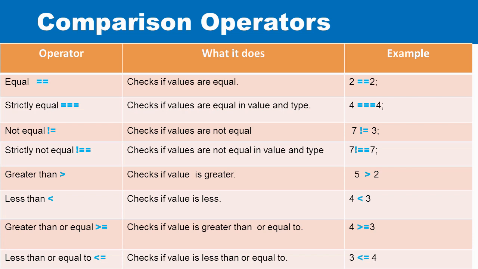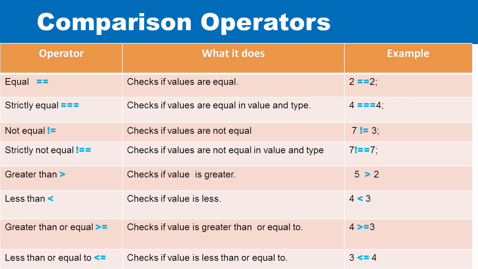I'll start from the top. The first is known as the equal operator, and it's represented with the double equal symbol. What that does is check if values are equal. So if you want to compare if two values are equal, you use the equal to operator. If you want to check if values are equal both in value and data type, you use the strictly equals to, which is represented with a triple equal sign.